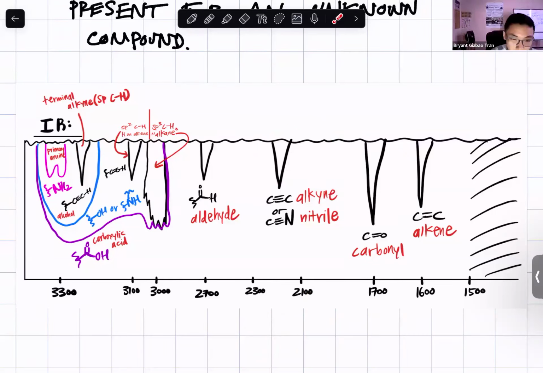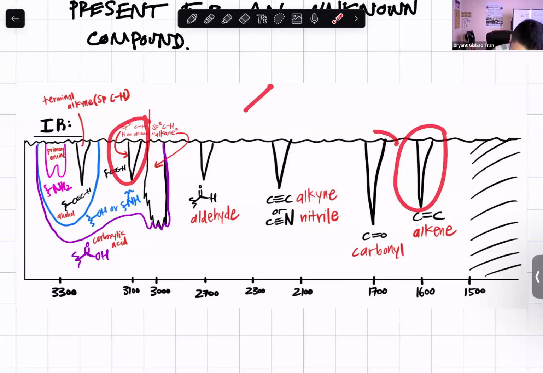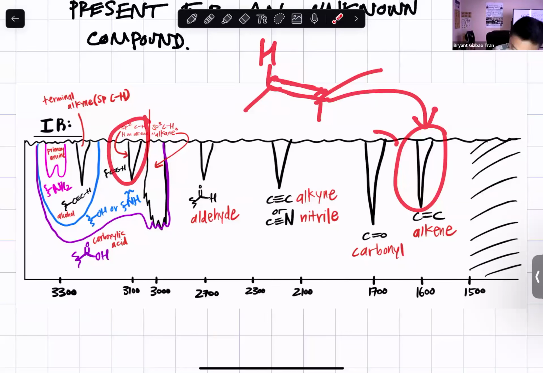If you see a sharp peak around 3100, then that shows you an sp2 carbon hydrogen peak. In most examples, this peak will always pair up with the 1600 peak. Let's say we have this alkene right here: the carbon double bond carbon is represented by the 1600 sharp peak, and the sp2 carbon hydrogen bond is represented by that sharp peak at 3100.